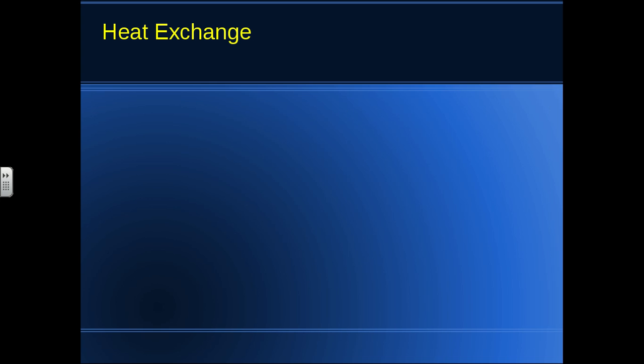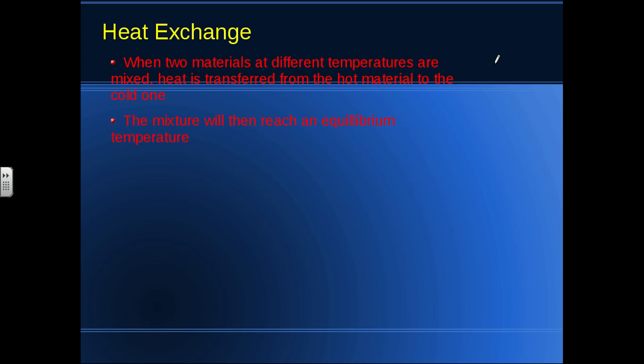Sometimes we mix materials and they will both change in temperature. We call this heat exchange. When two materials at different temperatures are mixed, the heat is always transferred from the hot material to the cold one. It can never be reversed. After a short time, the mixture will reach an equilibrium temperature.